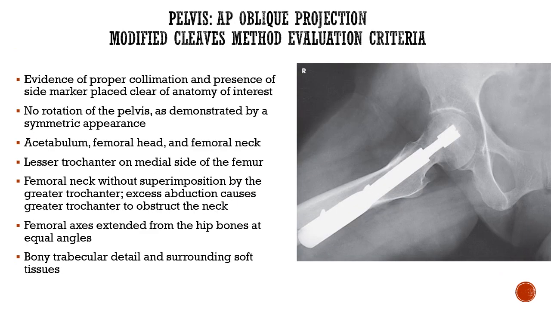We want to make sure that we have no rotation of the pelvis, but we want to make sure we have a symmetric appearance. We want to see the acetabulum, the femoral head, and the neck. We want to see the lesser trochanter on the medial side of the femur. We're looking at the femoral neck without superimposition by the greater trochanter. Excess abduction causes the greater trochanter to obstruct the neck. And the femoral axes extend from the hip bones at equal angles.